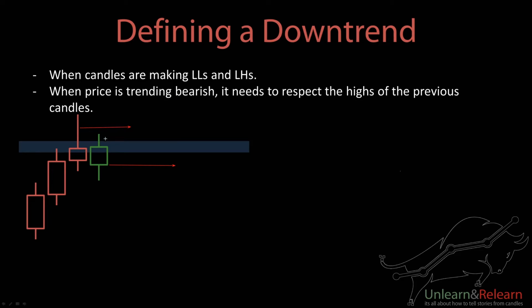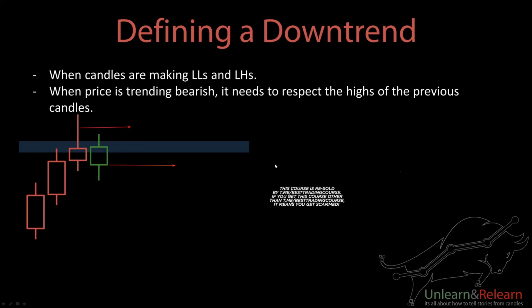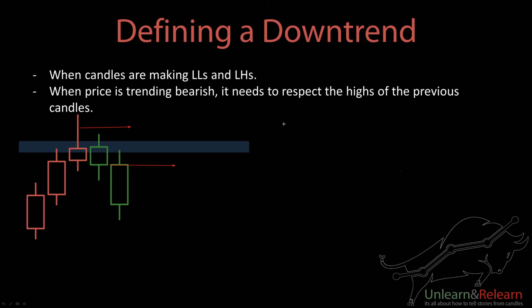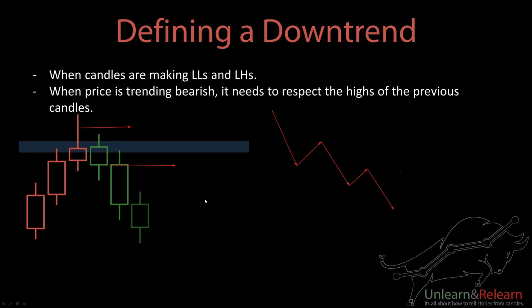If you have a bearish candle, you want the next candle to respect the high of the previous candle, which is why we have a downtrend. Again, I'm going to reiterate: in a downtrend, price makes a low, makes a lower high, makes a lower low, makes a lower high, makes a lower low. That's an example of a downtrend. When candles are moving the same way, you have a downtrend.